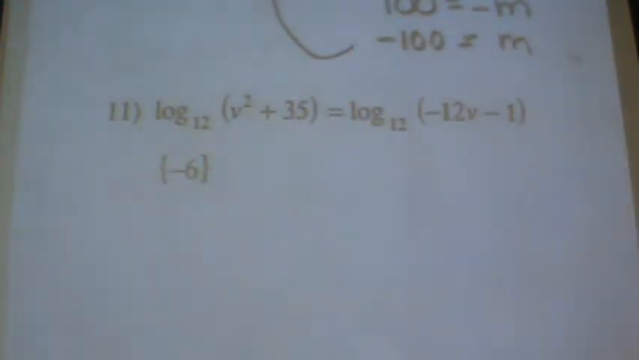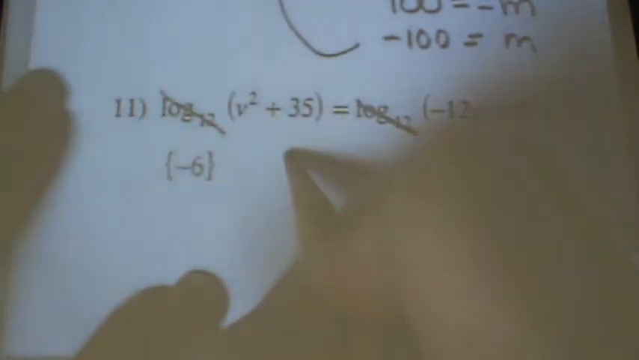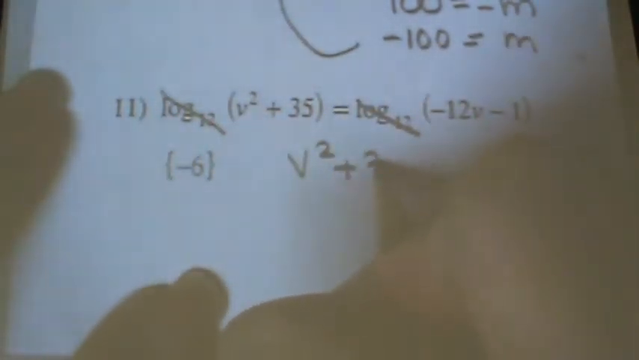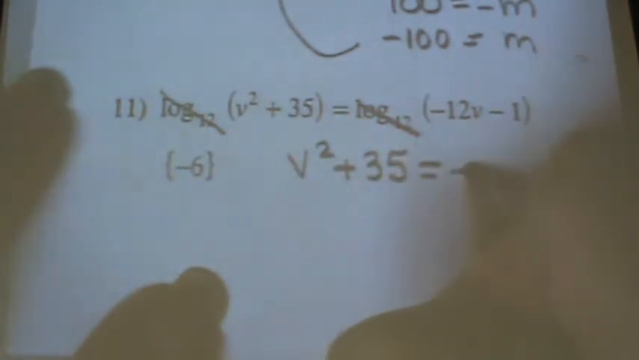Two more. This is going back to the first 8 problems. What do I have the right to do right now? Cross out both log base 12s, 1 for 1. So you have v squared plus 35 equals negative 12v minus 1.